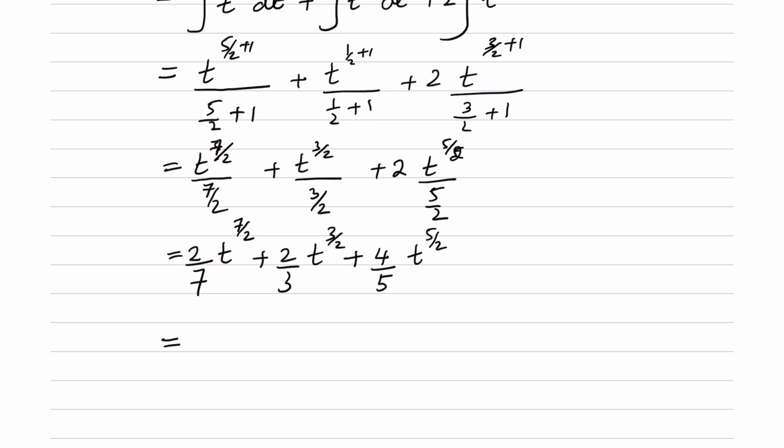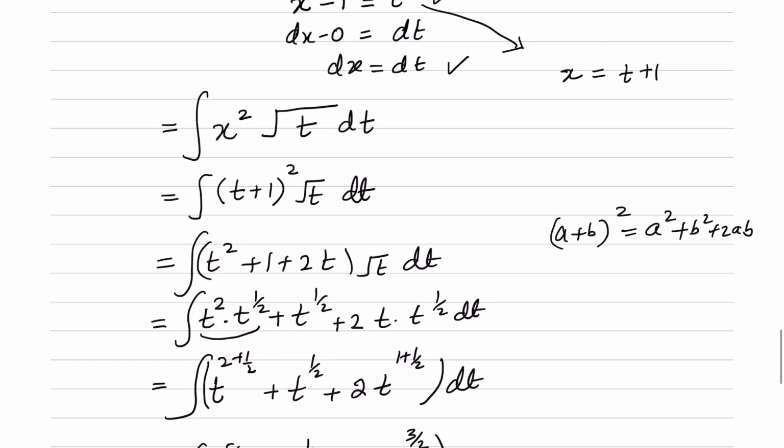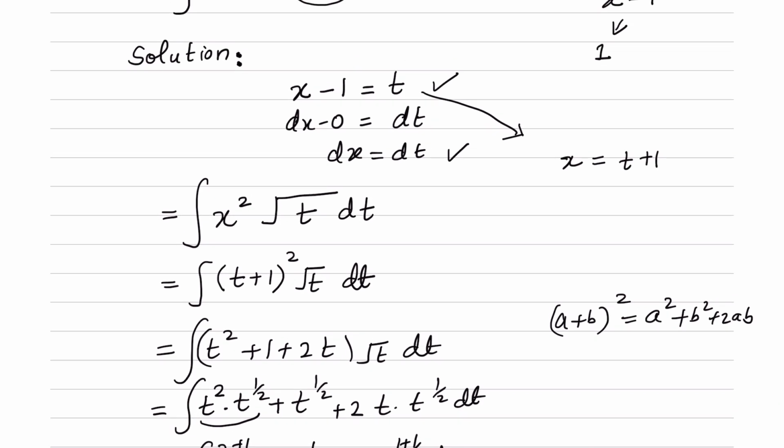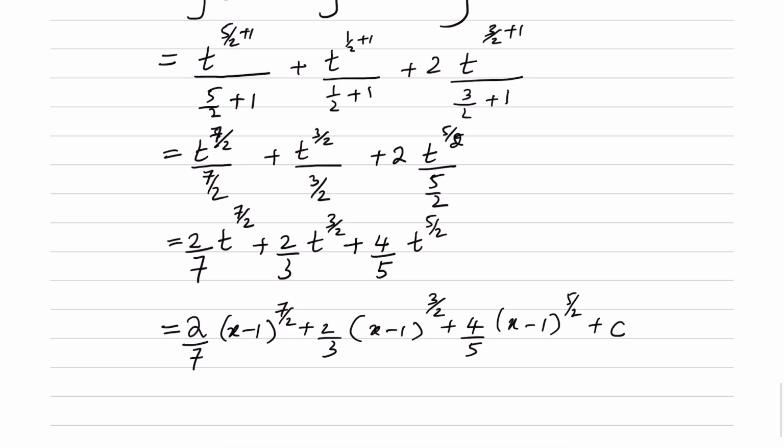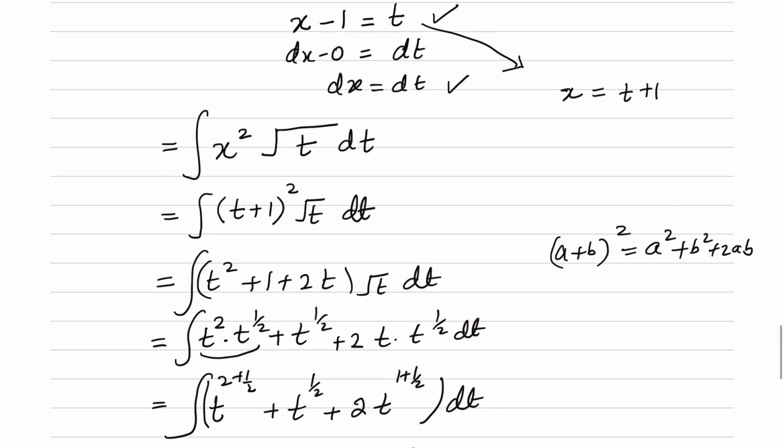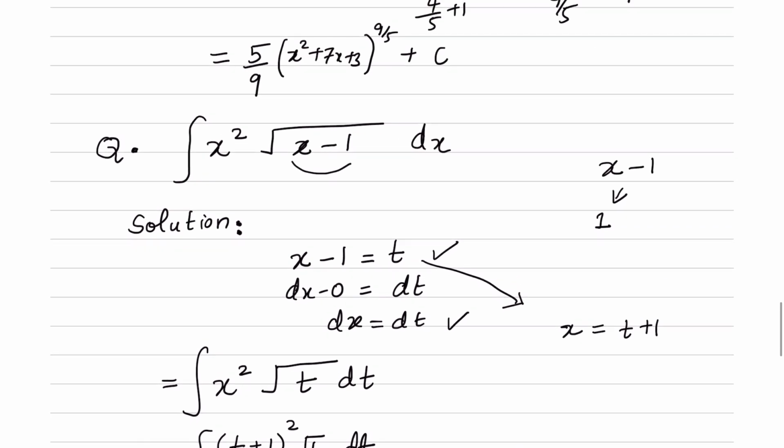But in the beginning t was taken as x minus 1. So we will put here t as x minus 1, plus some constant. So we have solved this question by substitution.